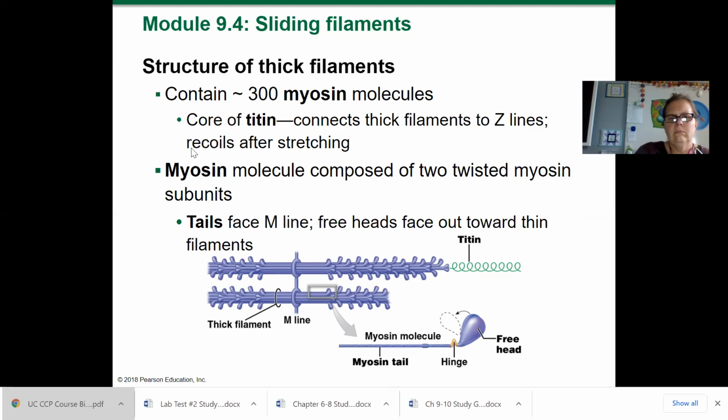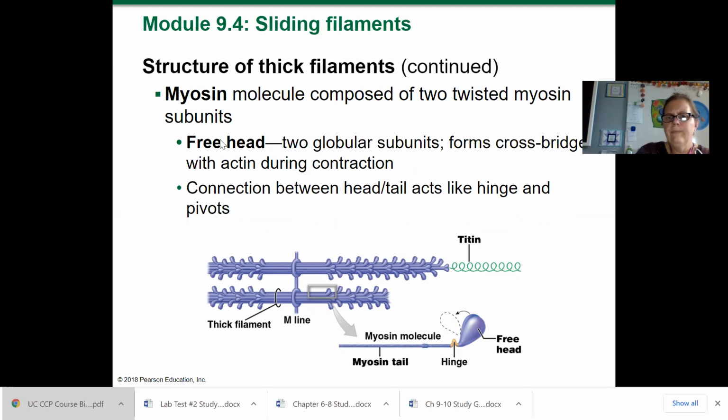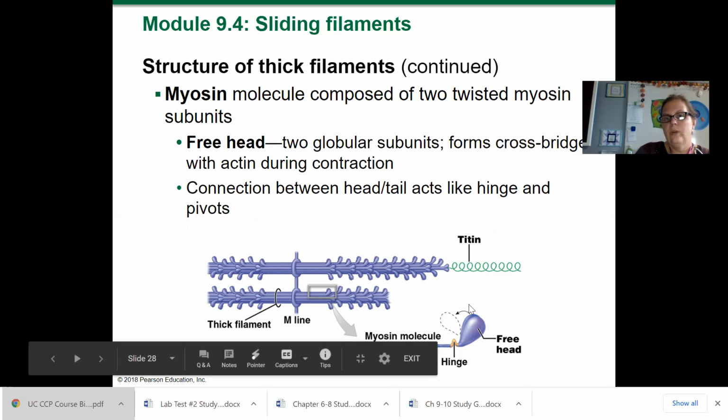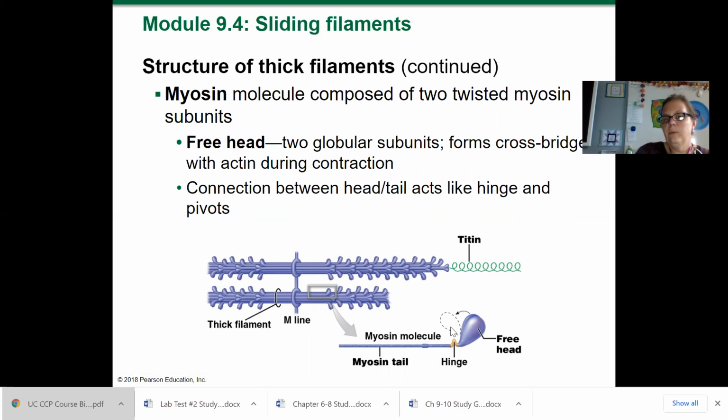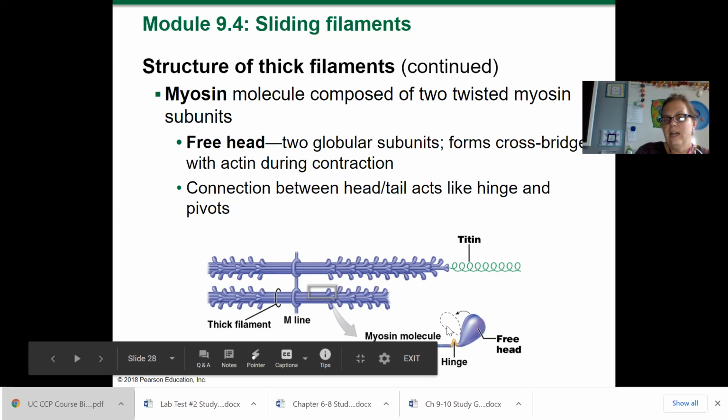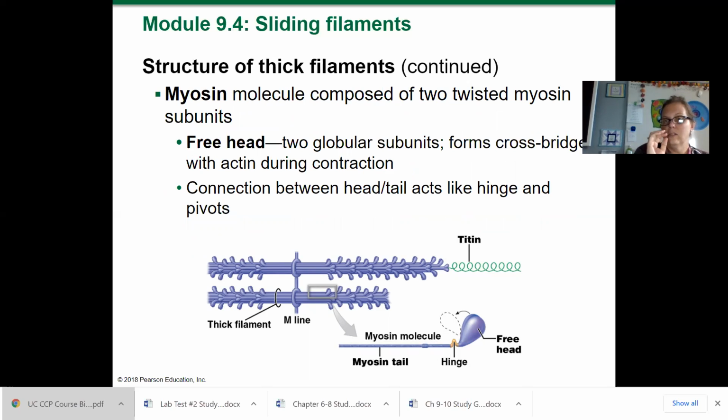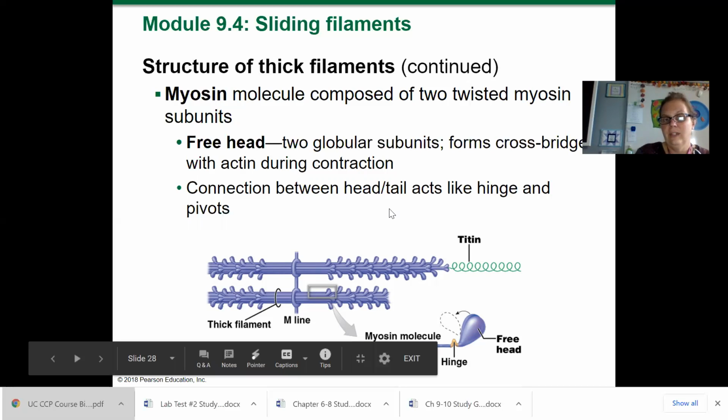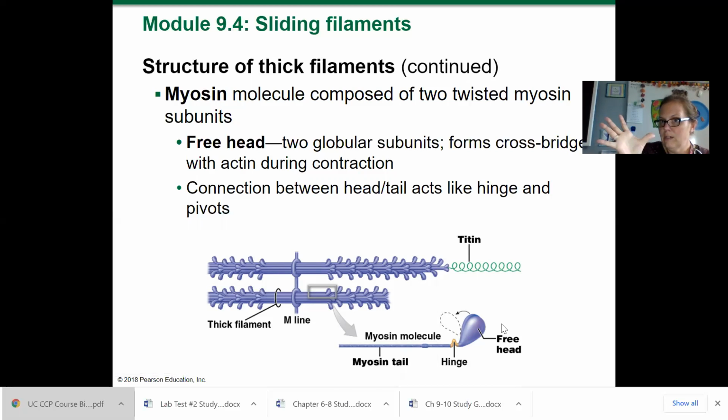There's a free head, and this head that hinges is going to form a cross bridge with actin. So that's really key. This free head of the myosin molecule is going to form a cross bridge with the actin subunit, with the parking spot, with the active site. And so then it's going to act like a hinge, and it's going to pivot. This is going to pivot, and it's going to move things closer together, and then it's going to let it go.